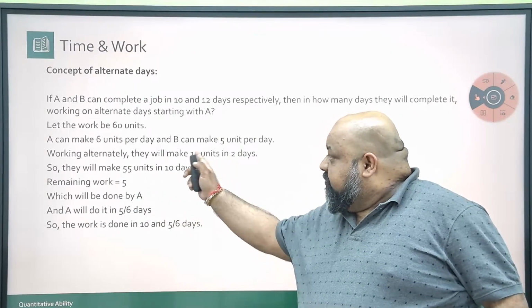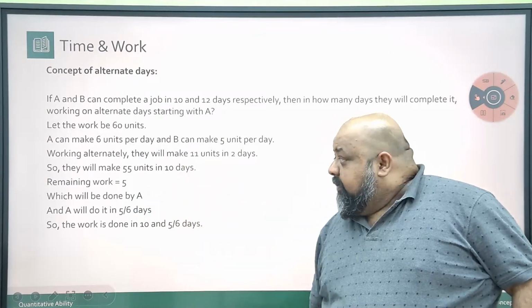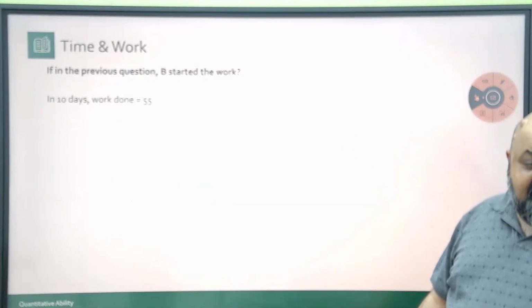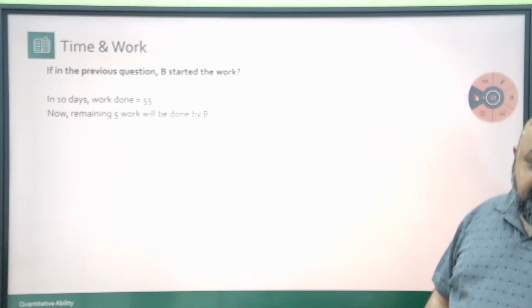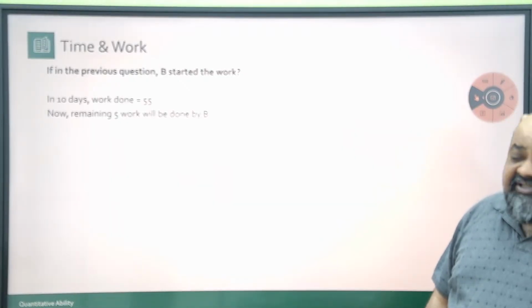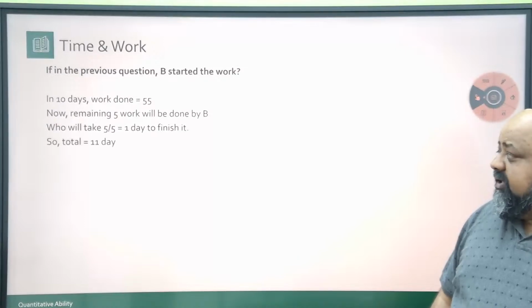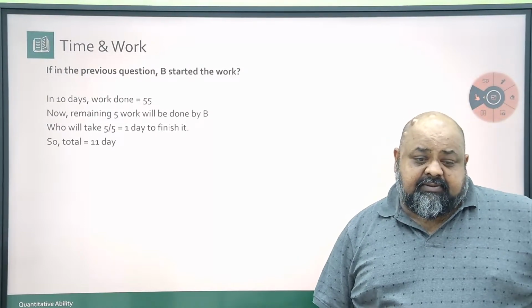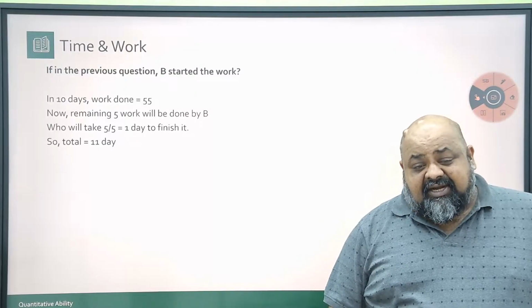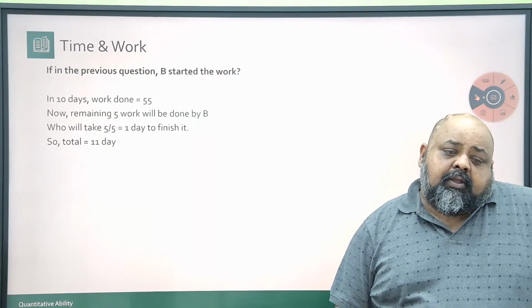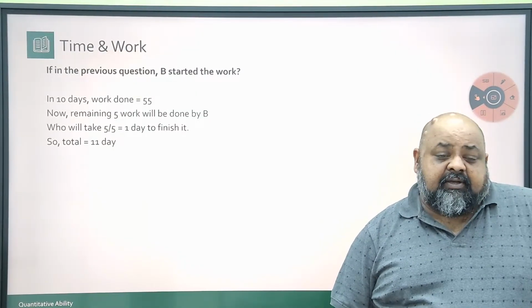But from here on in, because B started the work, on the 11th day B will come to work, and B does 5 units in a day. तो B को पूरा दिन काम करना पड़ेगा, and therefore the work will finish in 11 days. So depending on who starts the work in this question, the answer will be different.